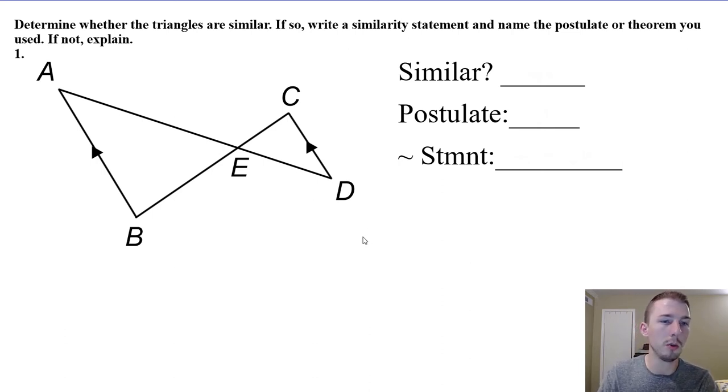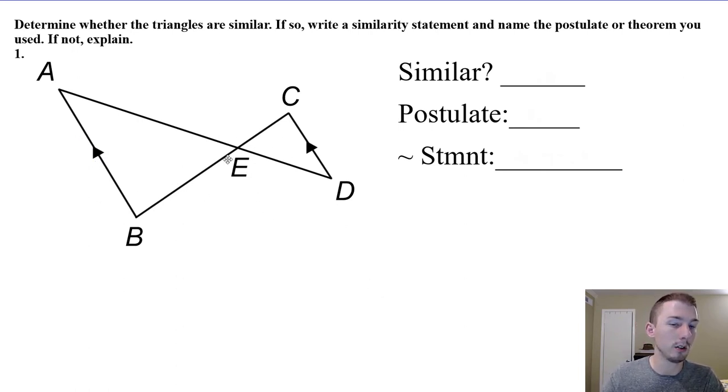So let's look at number 1. Determine whether triangles are similar. If so, write a similarity statement and name the postulate or theorem you used. If not, explain. So first of all, look at the diagram. What do these markings tell us? Not that. What does that little triangle mean? So this triangle and this triangle over there tell us the lines are parallel.